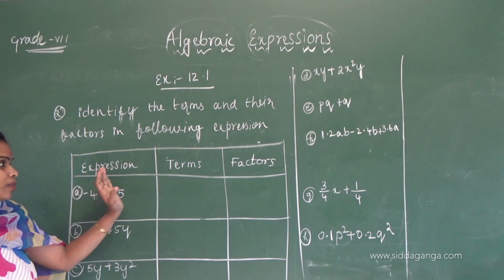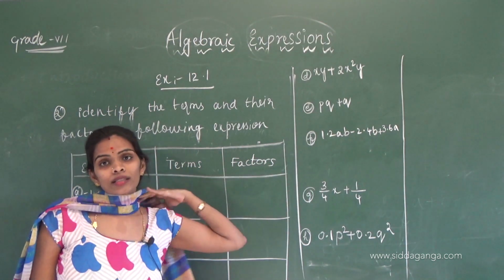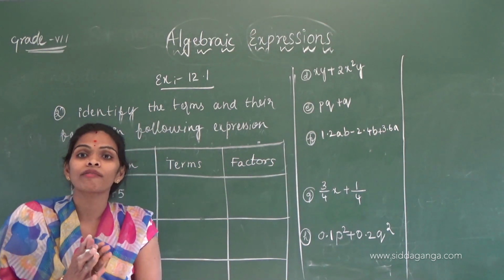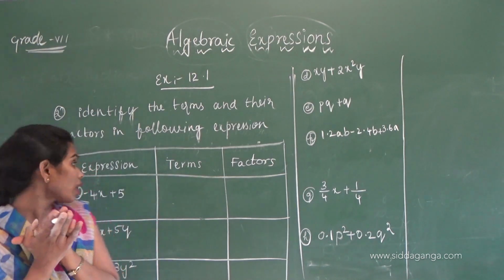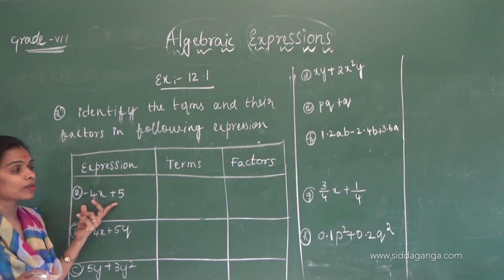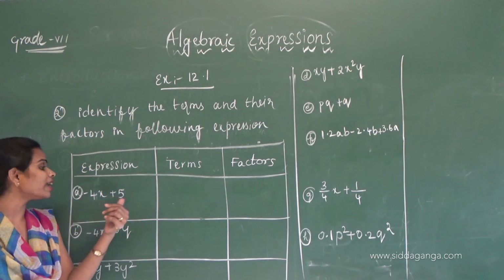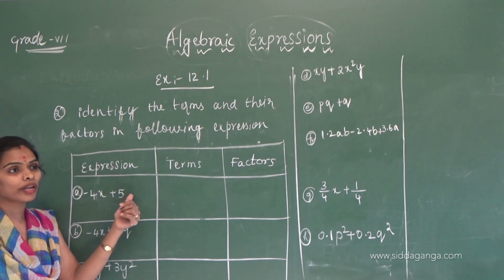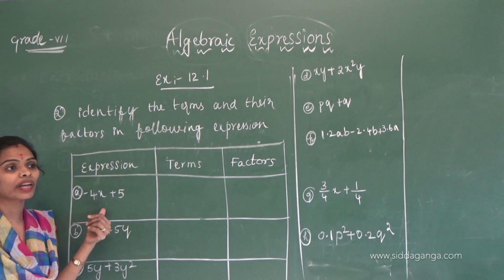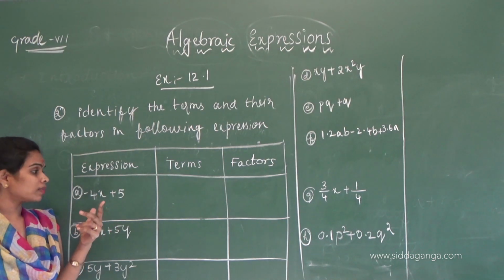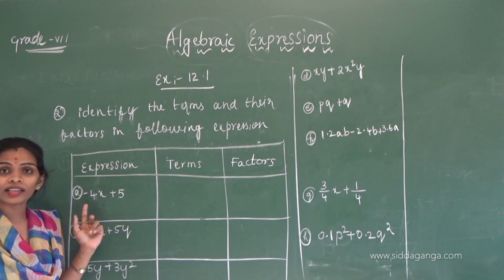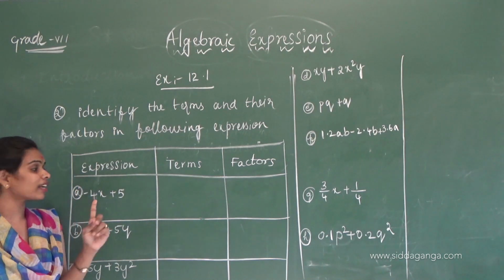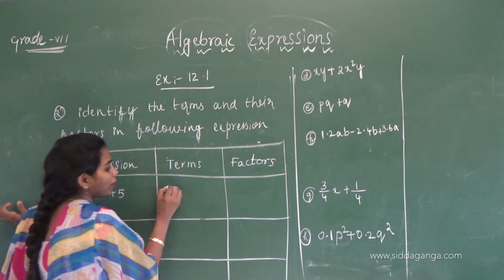Here, expressions, terms and factors. What they are asking is that we have to identify different terms and the factors of the terms. Here they are giving the algebraic expression as -4x plus 5. By seeing this one, we can know that there are two terms. It is separated by only one plus sign, that's why there are two terms.